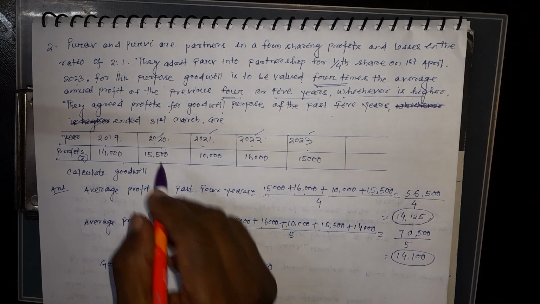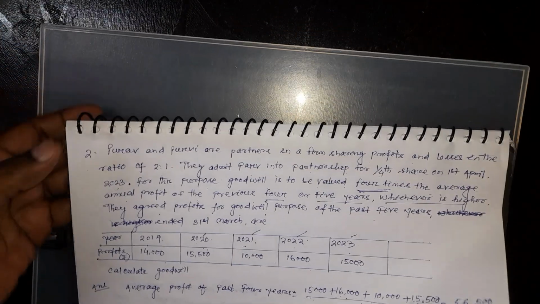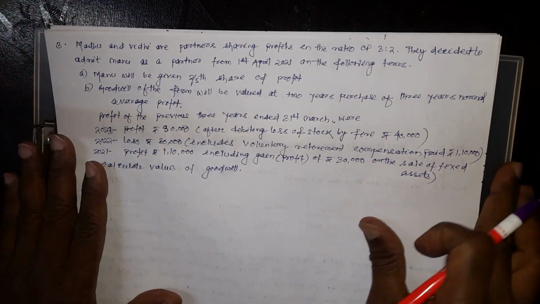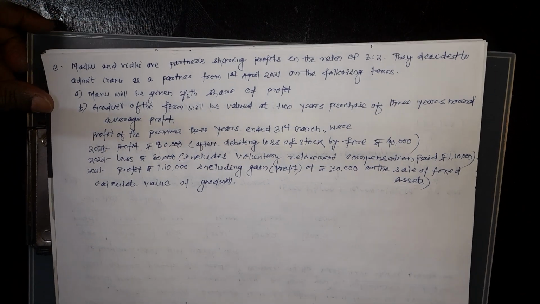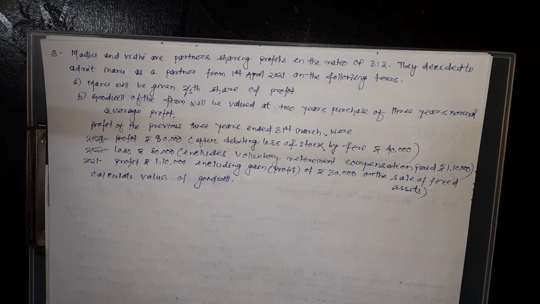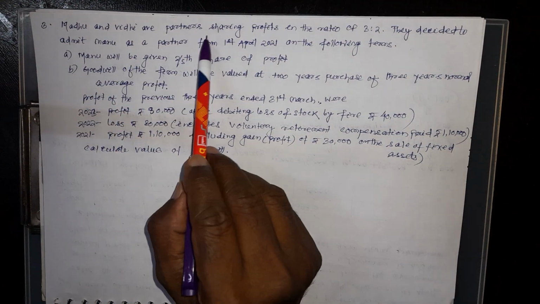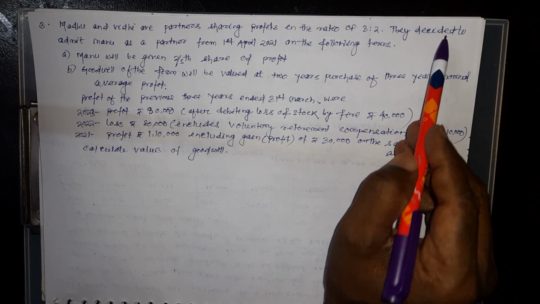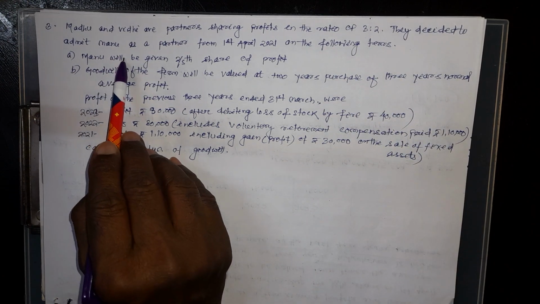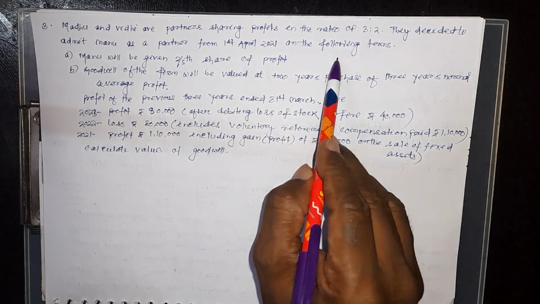Clear? Now I am going to solve some more questions. This is also from the topic Goodwill. First I am reading the question. Here Madhu and Vidhi are partners sharing profit in the ratio of 3:2. They decided to admit Manu as a partner from 1st April 2021 on the following terms.